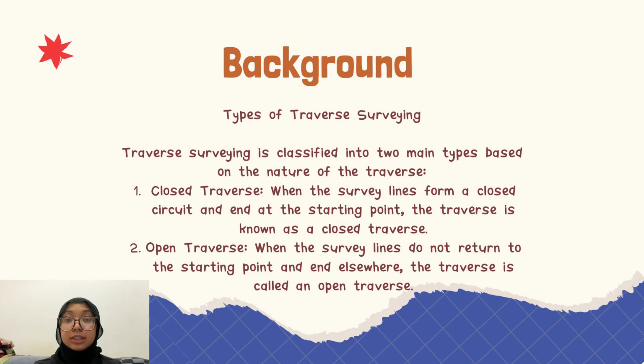Traverse surveying is classified into 2 main types based on the nature of the traverse. First is closed traverse. What is closed traverse? When the survey lines form a closed circuit and end at the starting point, the traverse is known as a closed traverse. Next is an open traverse. Open traverse is when the survey lines do not return to the starting point and end elsewhere. The traverse is called an open traverse.